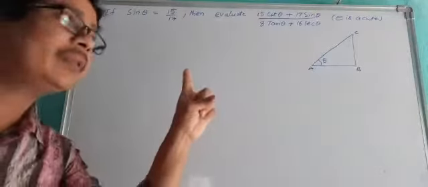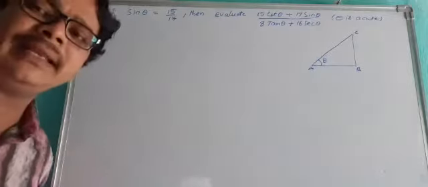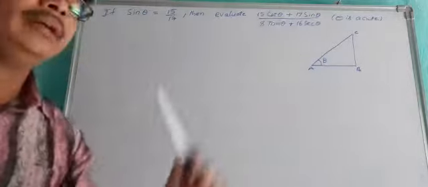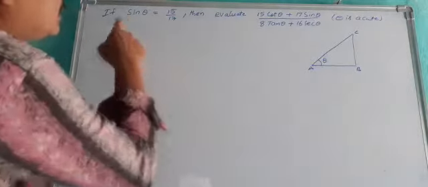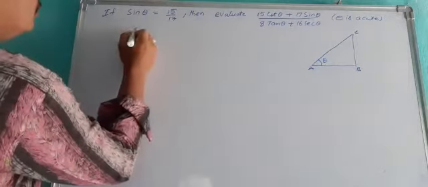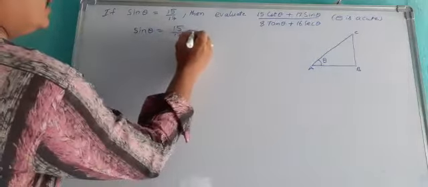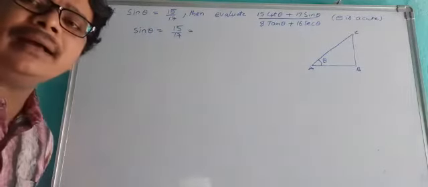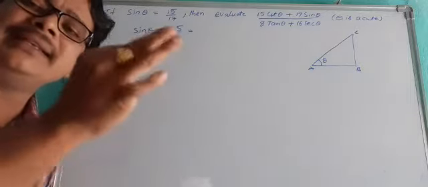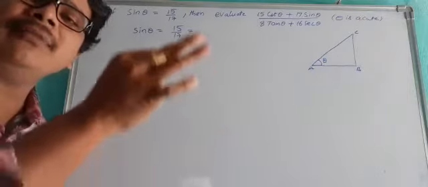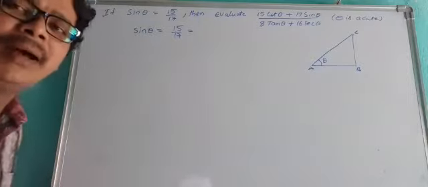Okay, next sum, different sum. Sin theta equal to 15 by 17. Then evaluate this fraction. Okay, how to evaluate it? Sin theta equal to 15 by 17. That means what is sin theta? Sin theta means the opposite side of angle theta by the hypotenuse.